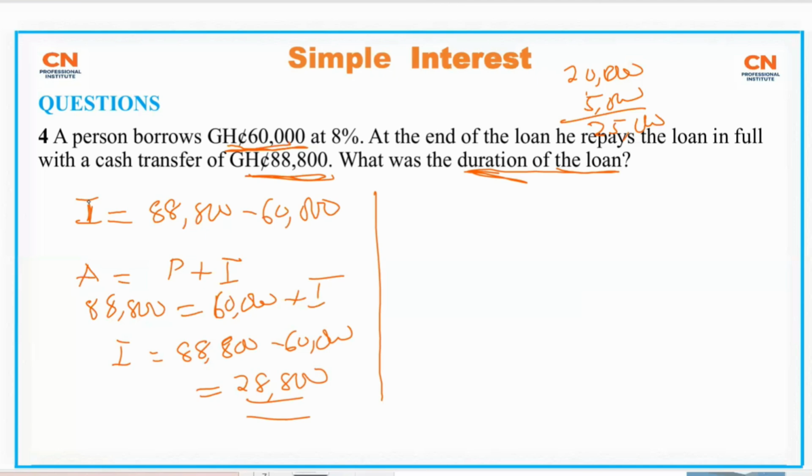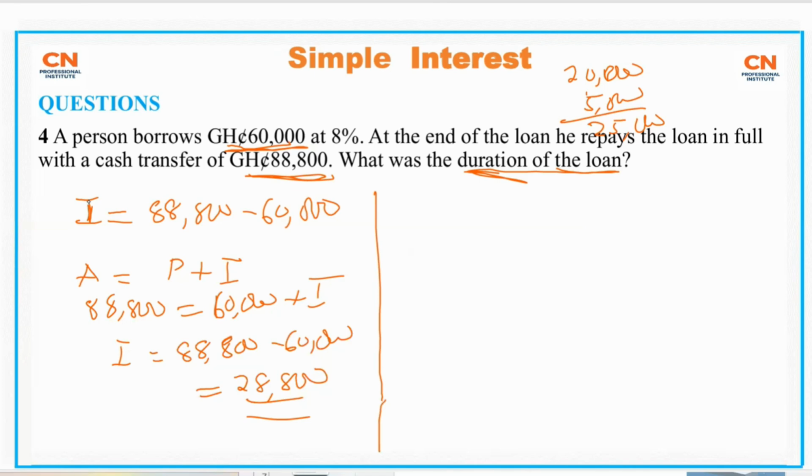Because had it not been for interest, you'd have paid the same amount back to them. You borrow 60,000, you'd have paid 60,000. But because we charge interest, you have to add the interest to the principal. So the difference between the amount you are repaying and the amount you borrowed is the interest. So here we got our interest to be 28,800. Now, duration. How do you find the duration of the loan?